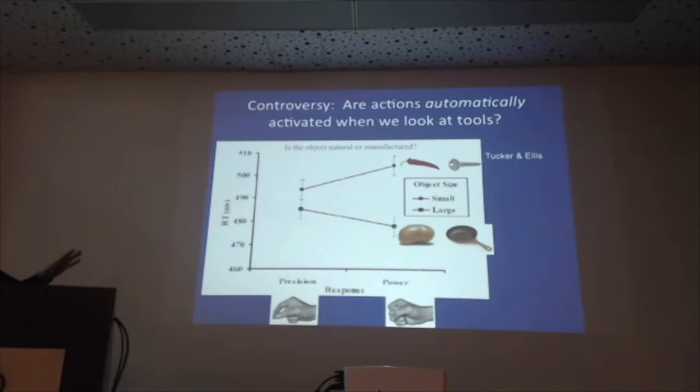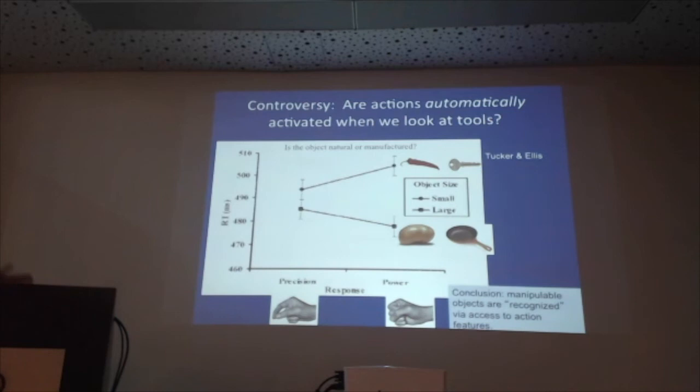But one of the conclusions from this work, and maybe this is now a straw man by now, but many people still believe that manipulable objects are recognized via access to manipulation features, which is all very interesting in and of itself. But it really begs the question, do you go around the world activating everything at all times and being bombarded with all kinds of action information? I don't think that would be very effective.